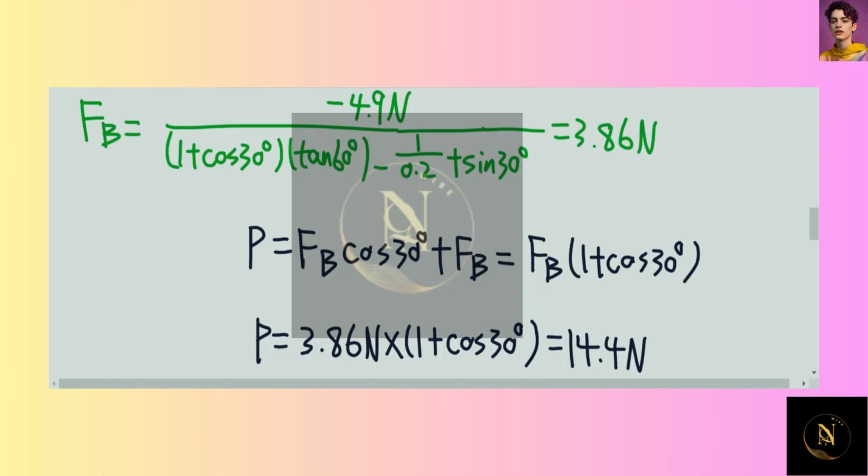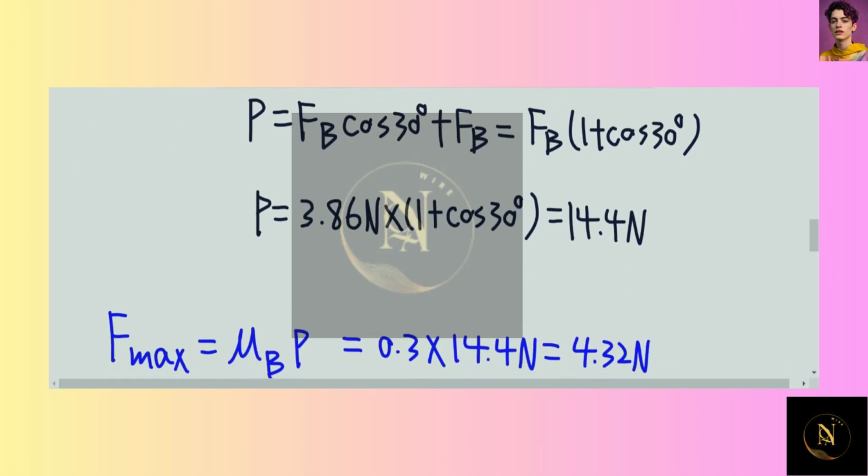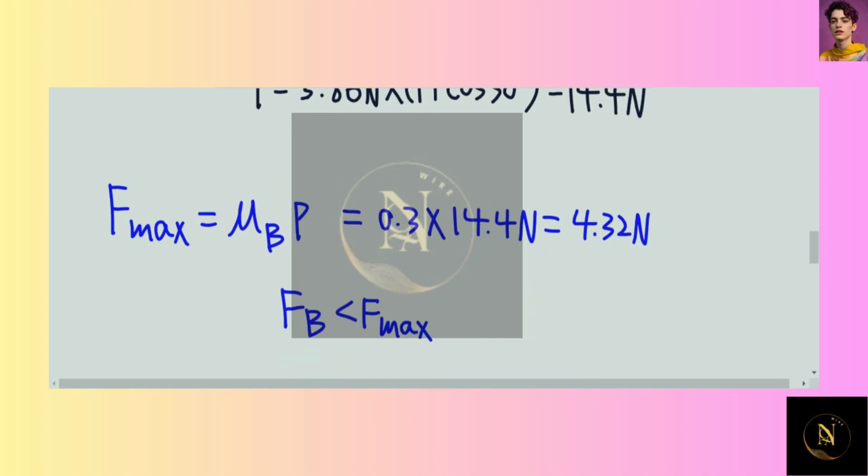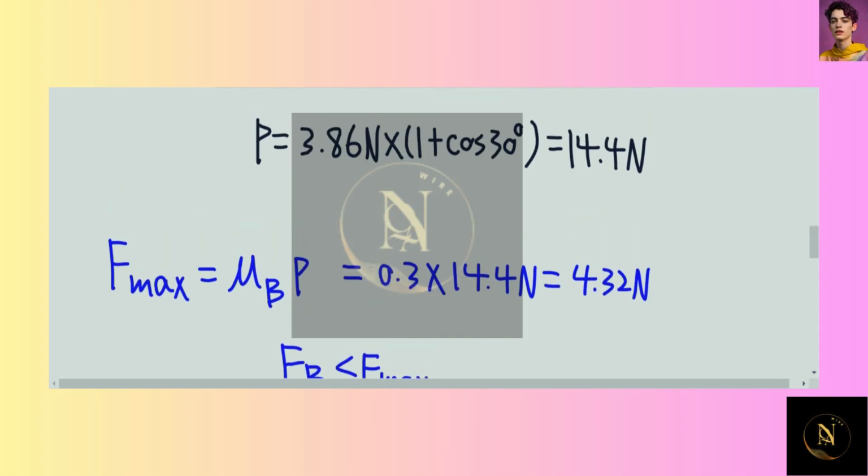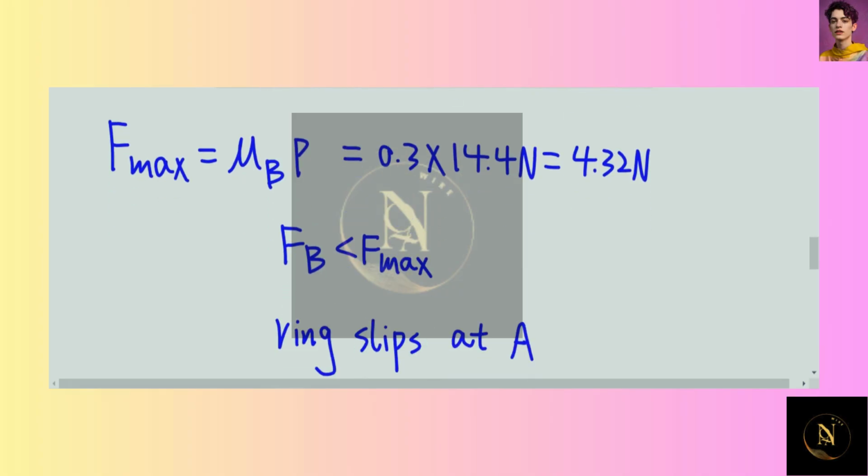Now we need to prove that the ring is slipping at point A. In order to prove that, we need to compare the maximum friction at point B and the friction we have so far. The maximum friction at point B is equal to mu B times P, which is 0.3 times 14.4 Newton, and this is equal to 4.32 Newton. As you can tell, the maximum friction is greater than the friction at point B we figured out so far. Therefore, the ring is slipping at point A.